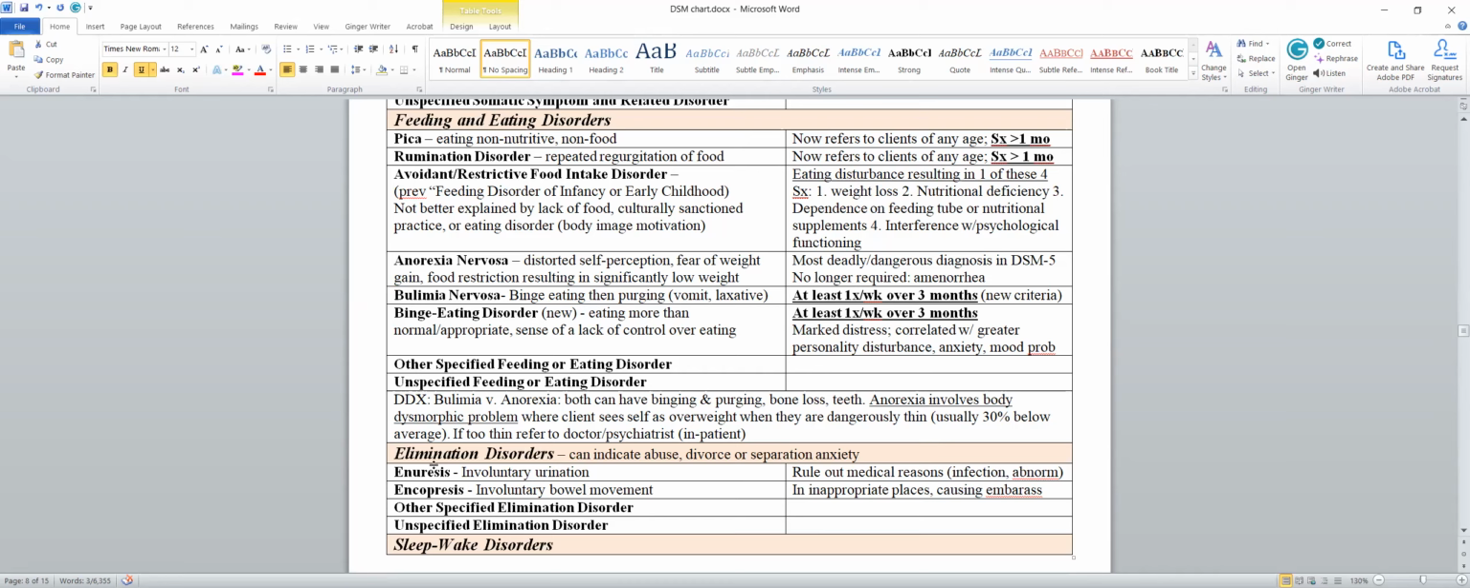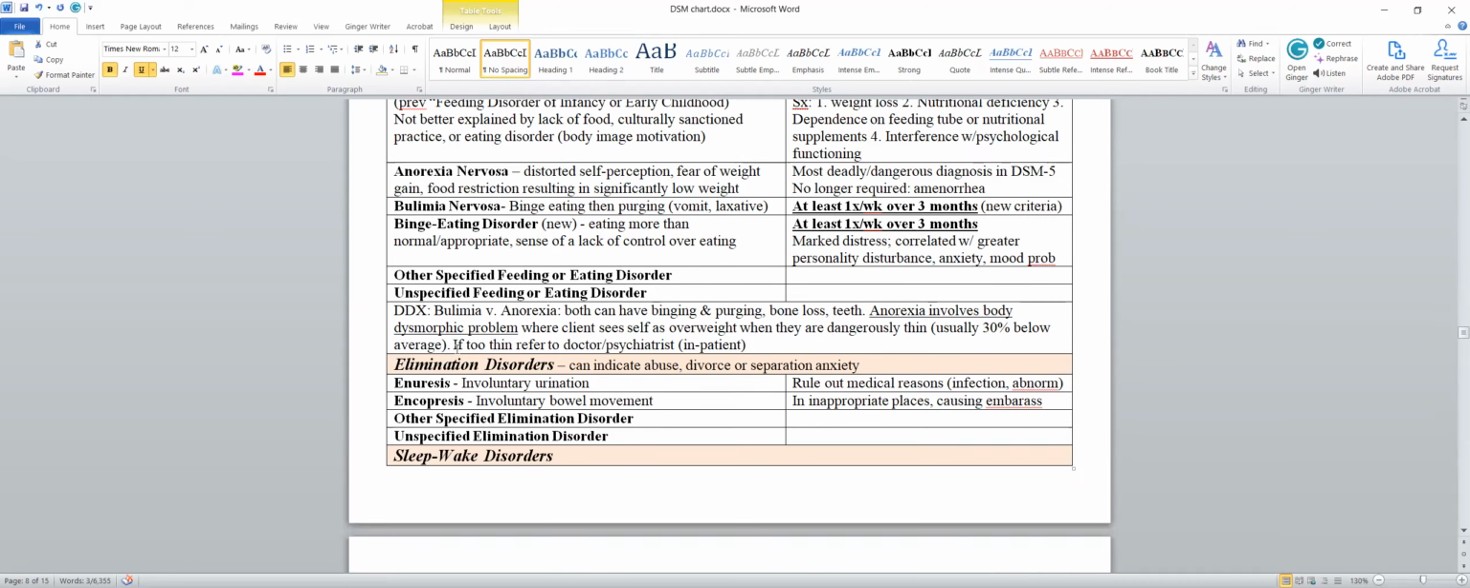So the difference between bulimia and anorexia: both can have binging and purging, bone loss, and teeth problems. But anorexia involves body dysmorphic problem where the client sees self as overweight when they are dangerously thin, usually 30% below average. If too thin, referred to a doctor or psychiatrist and may require inpatient.